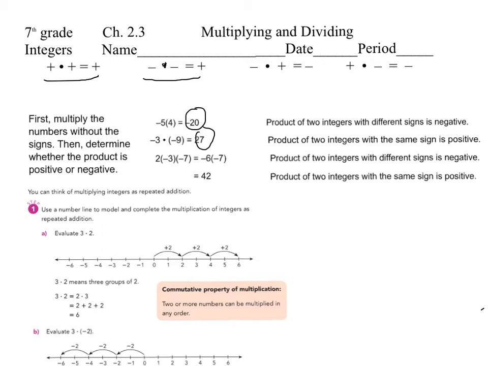Now I'm going to go down here. 2 times 3 is 6. 6 times 7 is 42. Now when I did the first one, 2 times negative 3, different signs, so that gives me negative 6. Negative 6 times negative 7, since the signs are the same, I get positive 42.